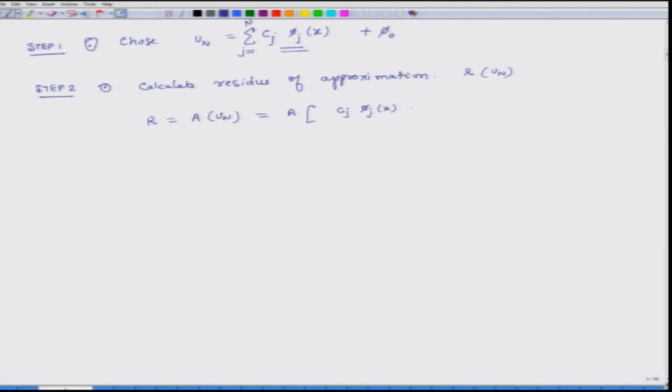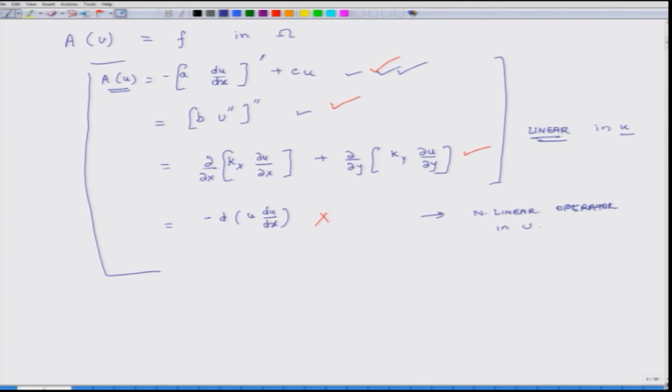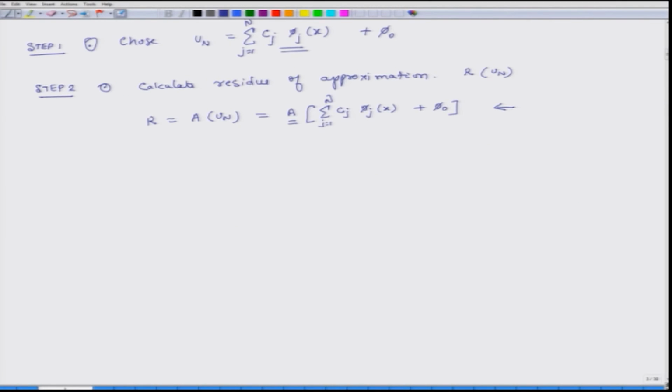So, phi j x plus phi naught, and the Cj times phi j I am going to sum over index j. So, this is my residue, and this residue depends on the nature of the operator. This operator could be one of these or even something different. It depends on which governing equation we are trying to solve. Then the next step is step 3.